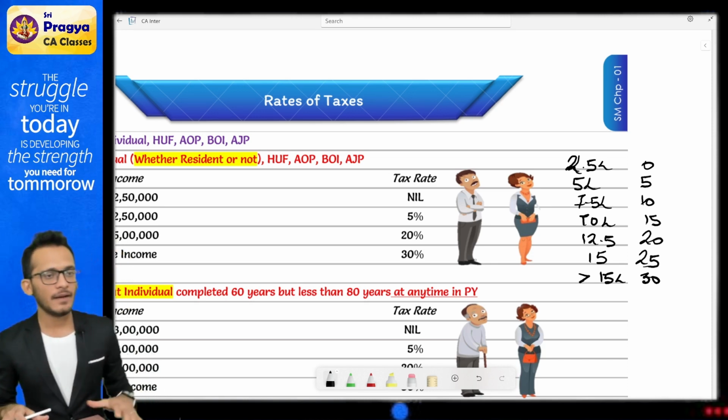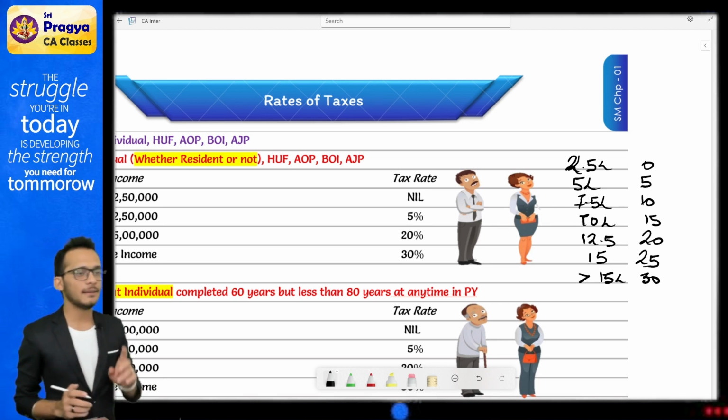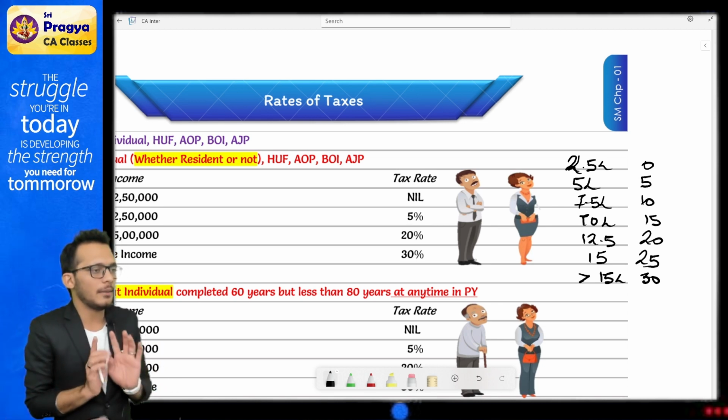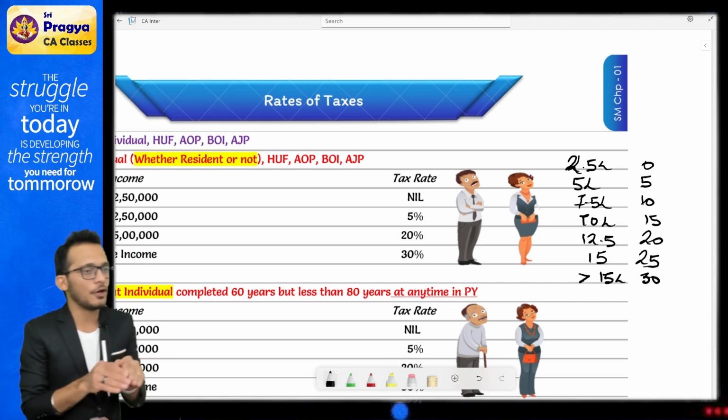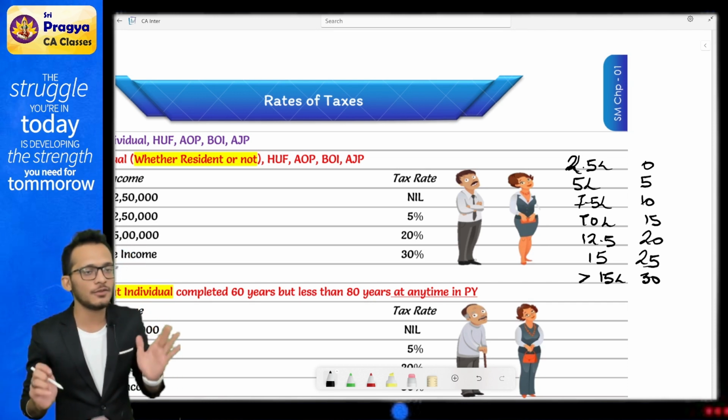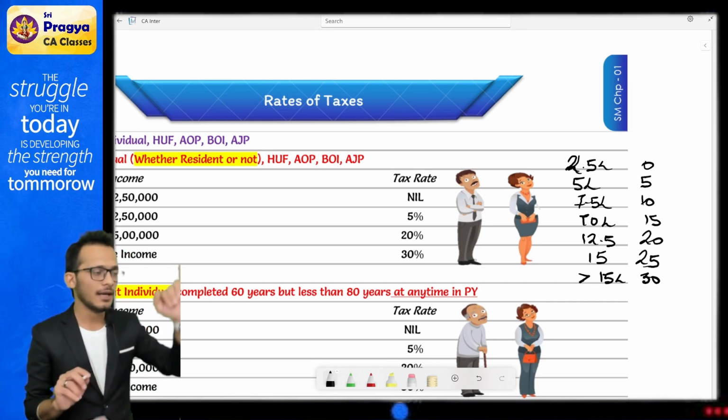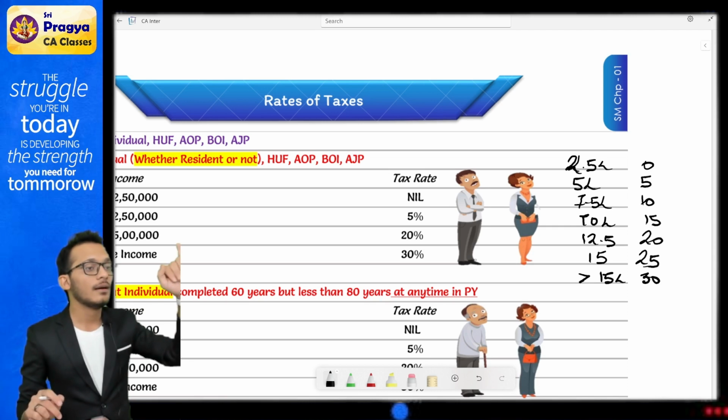Keep this in mind. Now, when you do your slab rates, the income tax is coming and saying that, boss, these are your normal rates of taxes for normal rates of income. You also have some special rate of incomes. First special rate of income is capital gains.